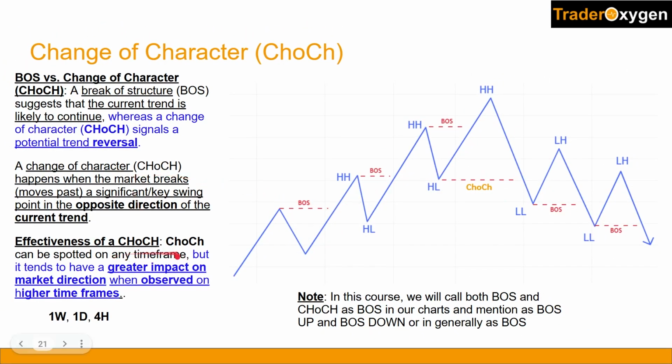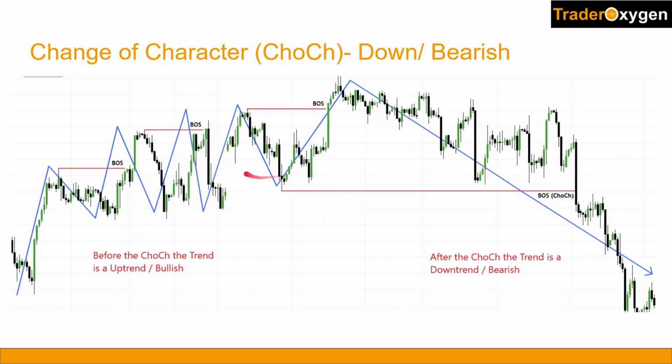Again, they are more effective on higher time frames. So as you can see, now the trend has changed. Okay, let's see what's next. So this is an example for a change of character in an uptrend. You can see the price was in an uptrend and this is a significant swing point and the price has broken it in the opposite direction. So the uptrend now is potentially going into a downtrend after this change of character.